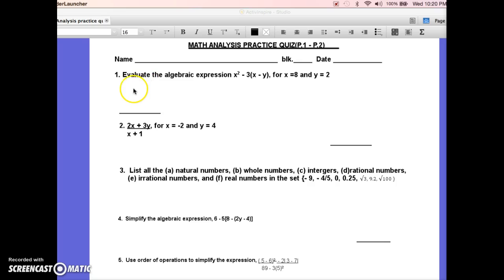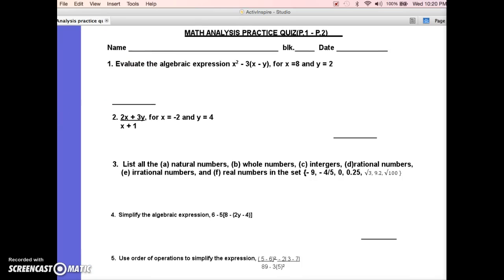Question number 1 reads, evaluate the algebraic expression x squared minus 3 times x minus y when x is 8 and y is 2. Okay, so let's move right into this one. Wherever we see x, we're going to put 8, square that. Wherever we see x again, we put 8, and y is 2.